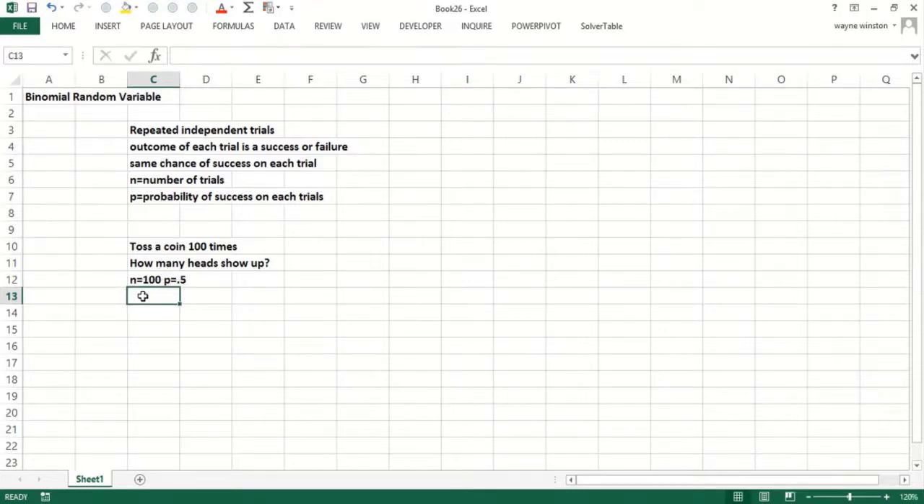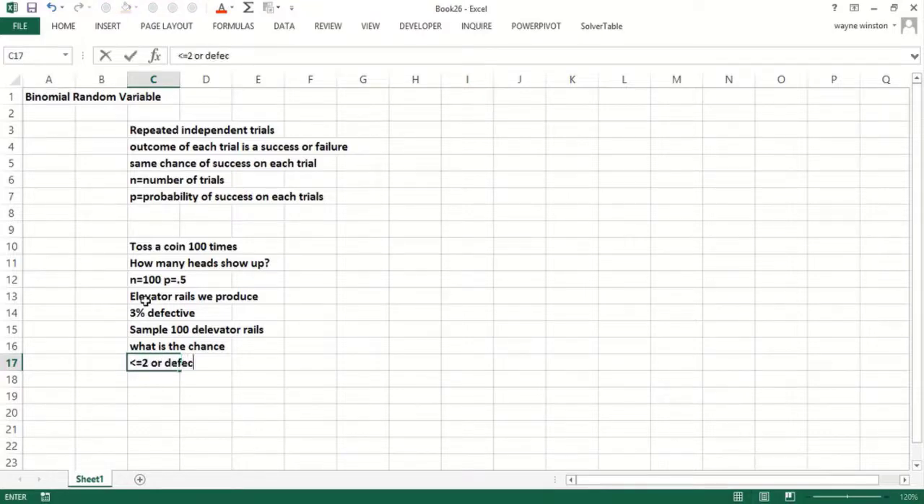Okay. Now, another example here, we have elevator rails we produce, and 3% are defective. We sample 100 elevator rails. What is the chance less than or equal to 2 are defective, because that might mean we pass the batch?